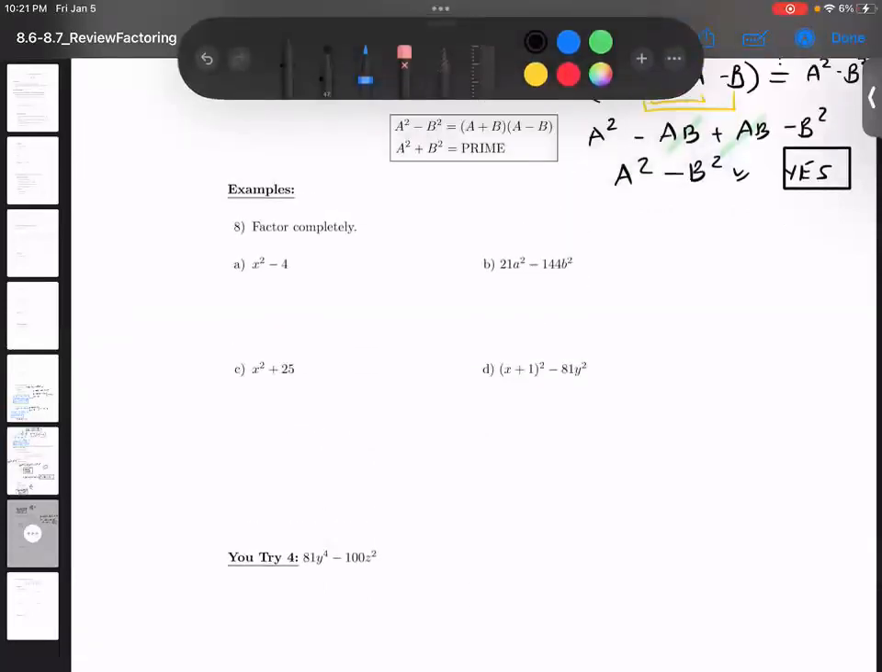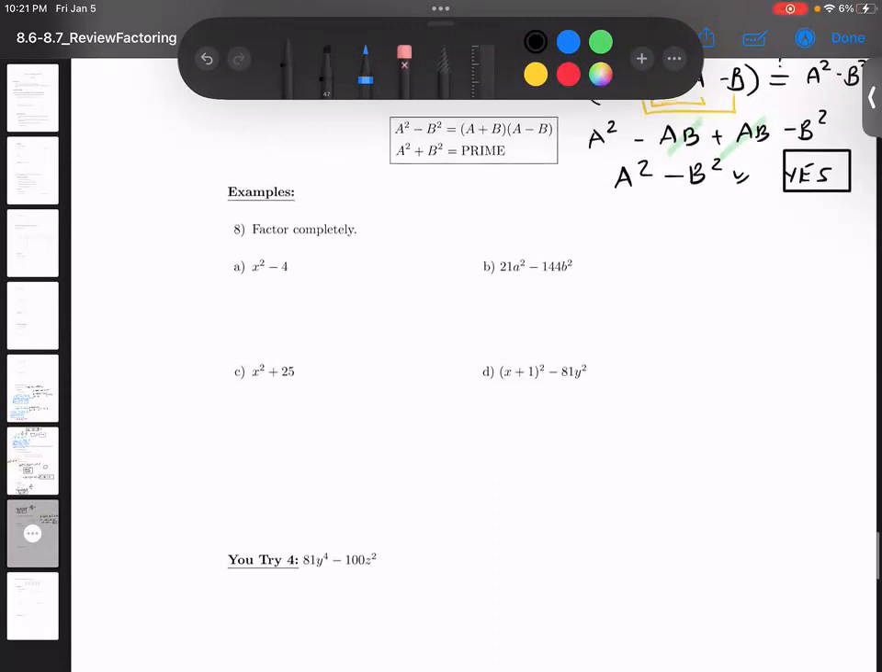X squared minus 4. Well, I know it's not prime because it's a difference, right? What if I was you? I'm going to remember a squared minus b squared. A is x, right? And what is b? Not 4, 2, right? Because 2 squared is 4. X squared minus 2 squared. A squared minus b squared. So a is x, b is 2. A plus b times a minus b. Well, a is x, so x plus 2, right? A plus b, a minus b, so x minus 2. Then you're done.